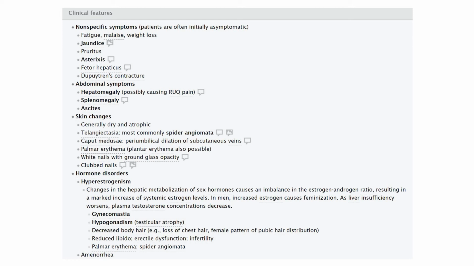Palmar erythema, which might be to do with estrogen. White nails, which is leukonychia, which might be to do with low albumin. And nail clubbing can also occur. The high levels of estrogen secondary to the failure to break down estrogen is what leads to gynecomastia, and in men, testicular atrophy, loss of body hair, palmar erythema, reduced libido, infertility, spider angiomata, and in women, loss of their menstrual period because high levels of estrogen will disrupt the normal menstrual cycle.